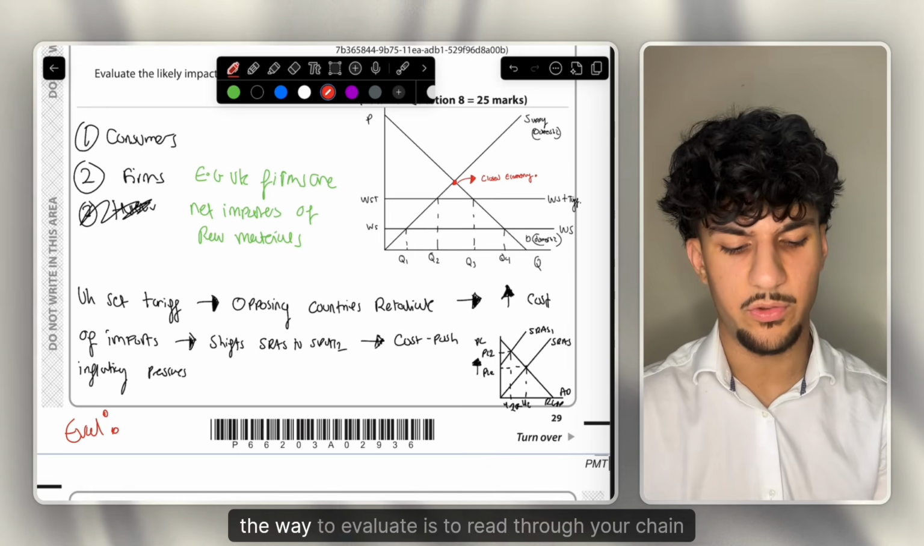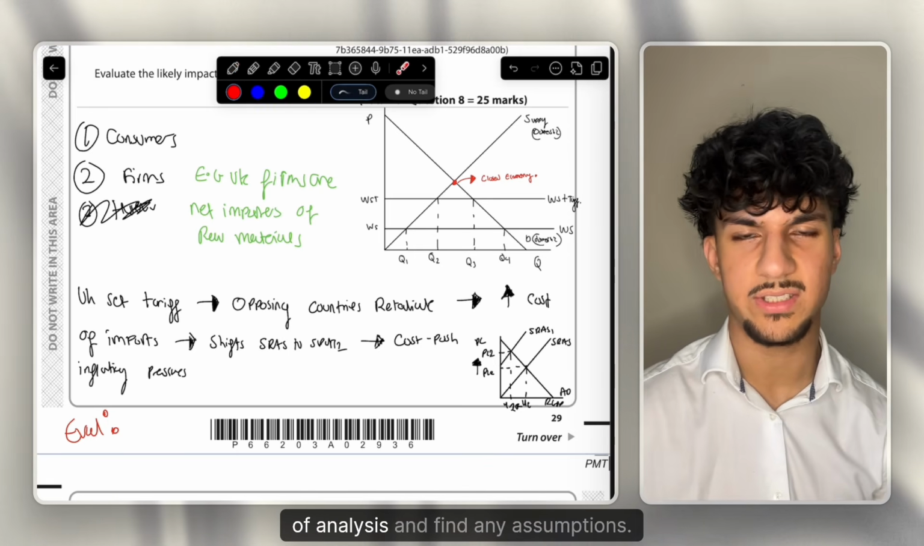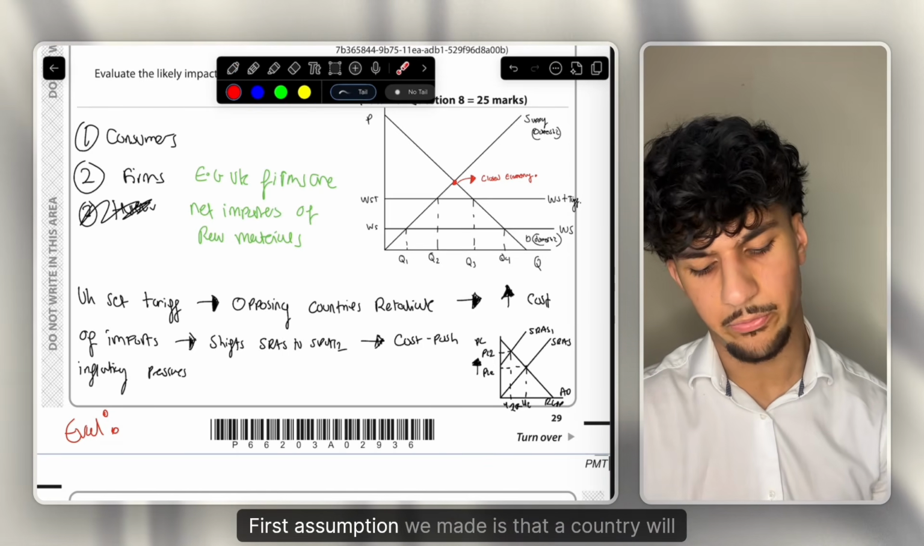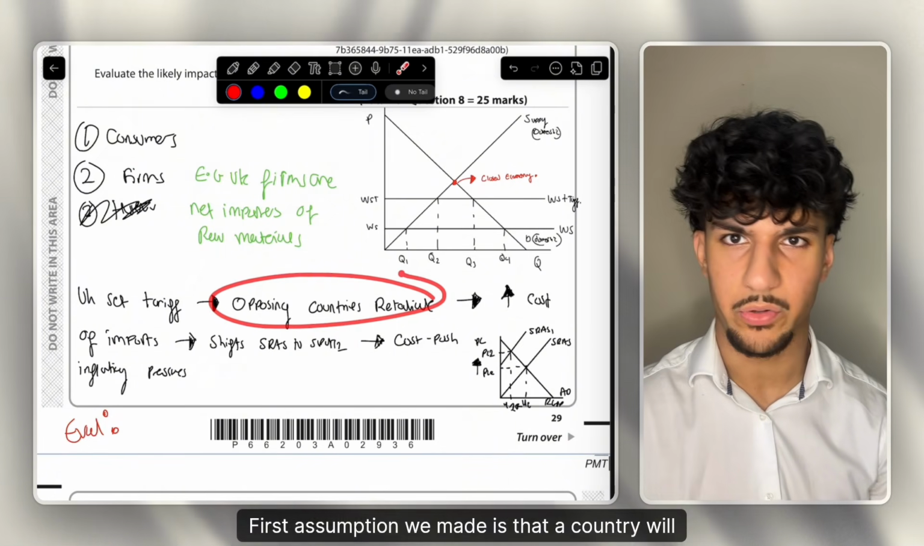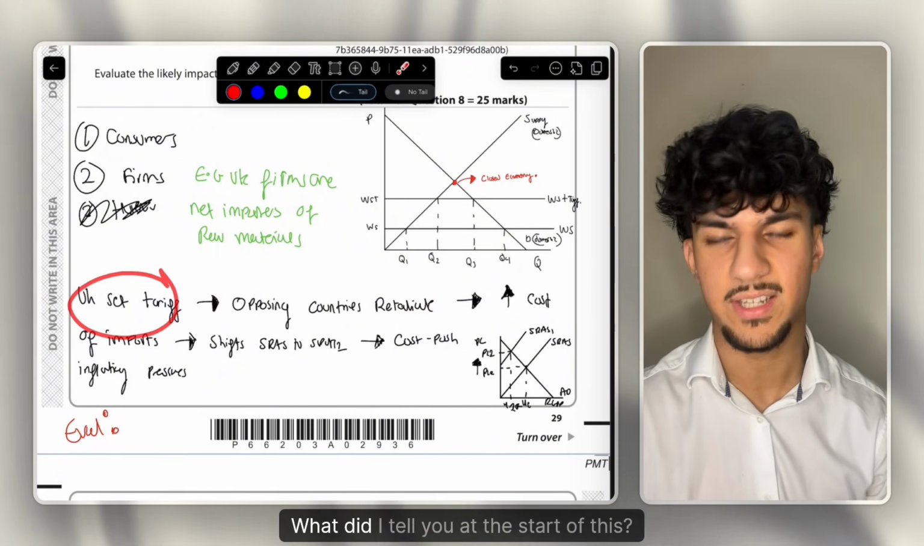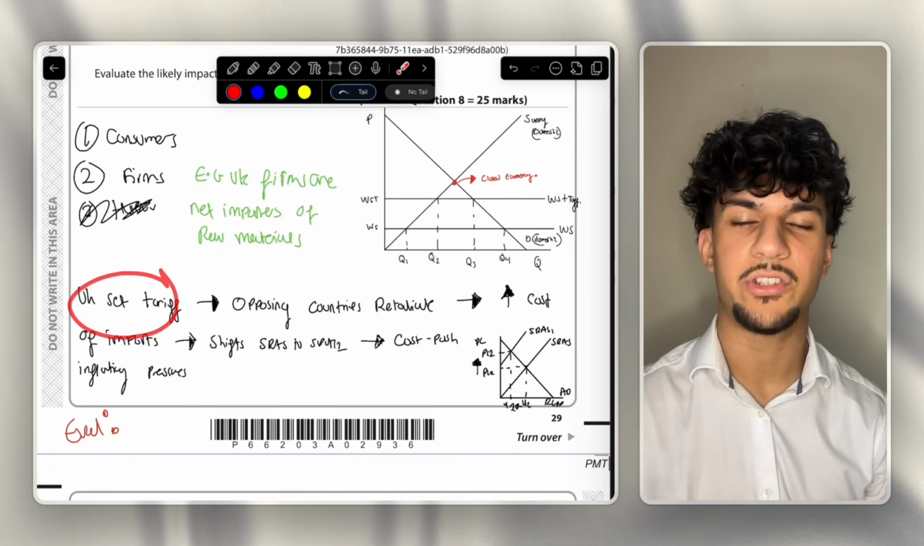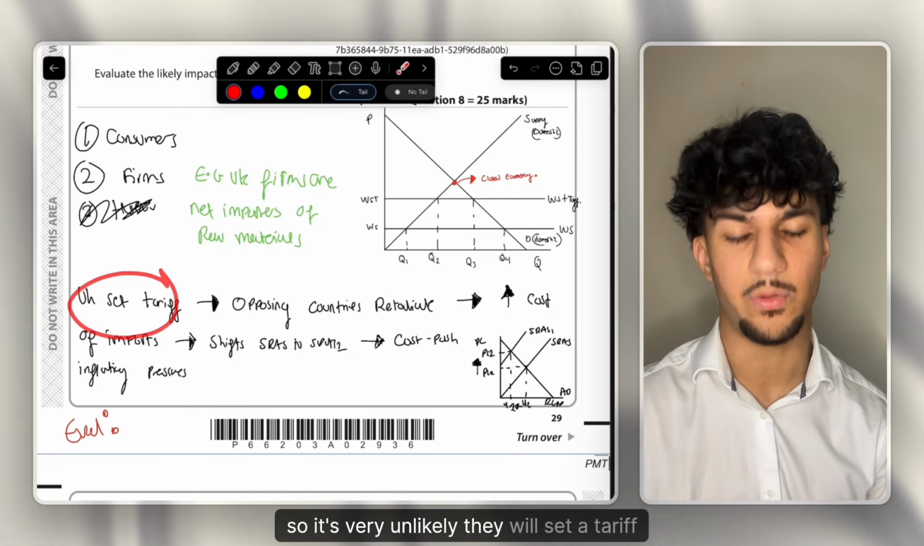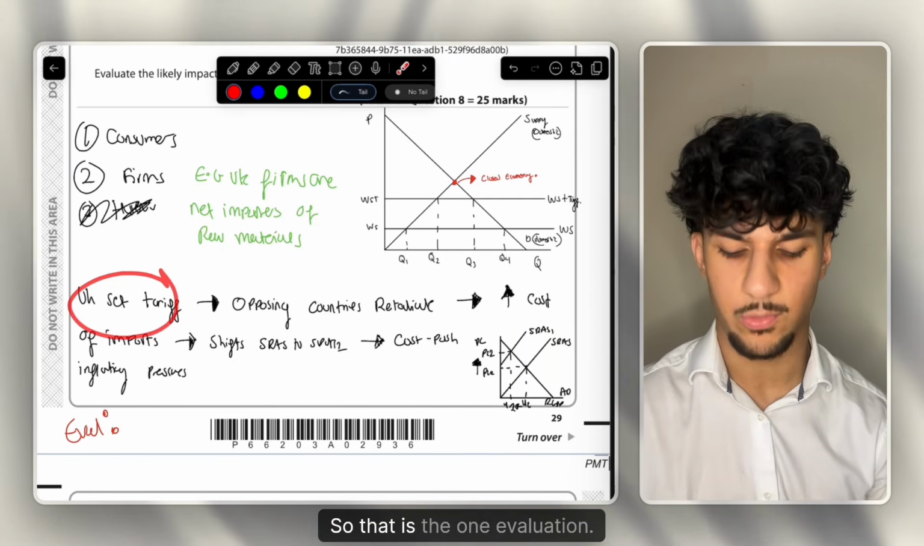So like I always say, the way to evaluate is to read through your chain of analysis and find any assumptions. First assumption we made is that a country will retaliate. Even before that, we've assumed that the UK is going to set a tariff barrier. What did I tell you at the start of this? The UK champions free trade, so it's very unlikely they will set a tariff barrier. So that is one evaluation.